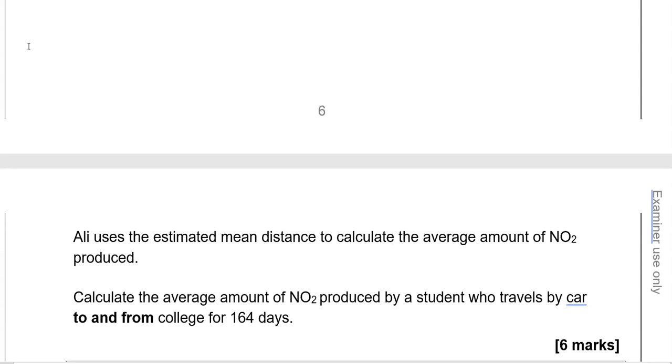Ali uses the estimated mean distance to calculate the average amount of NO2 produced. Calculate the average amount of NO2 produced by a student who travels by car to and from college for 164 days.